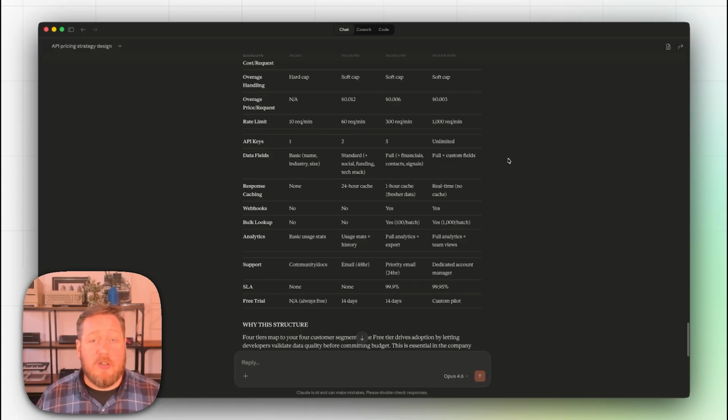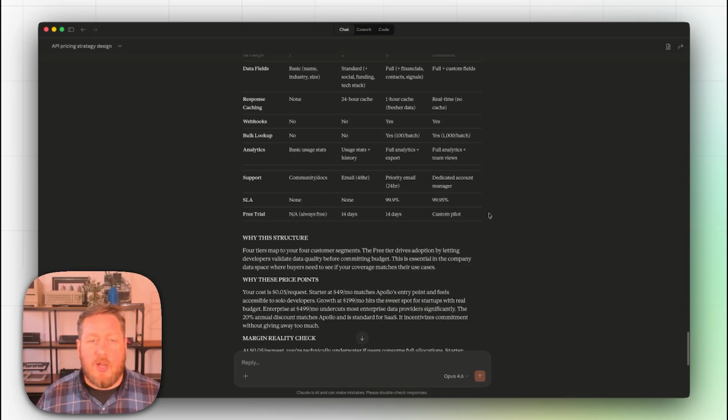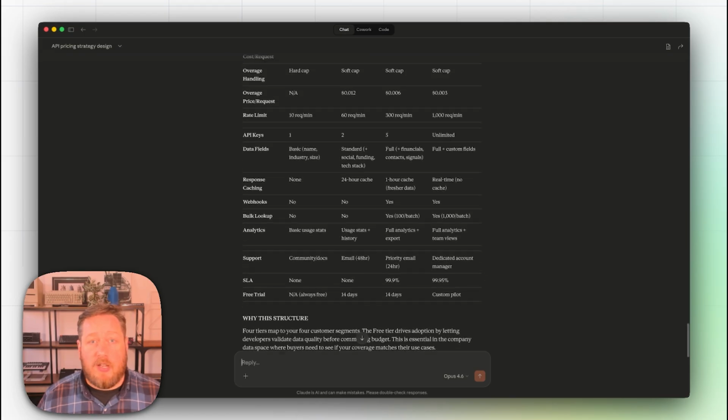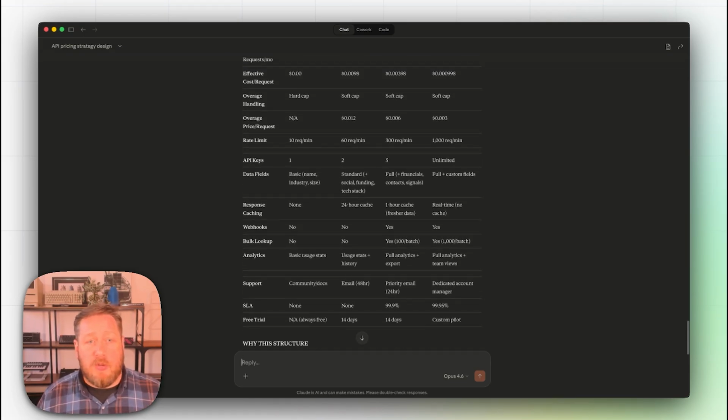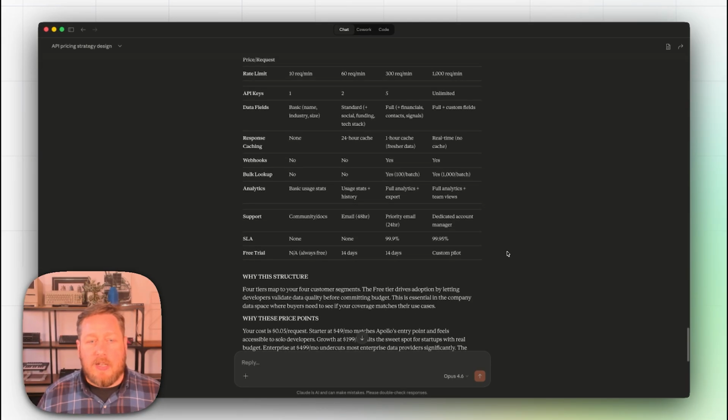Again, suggestions here about how many API keys should be available, whether we're going to do response caching, bulk lookups, additional analytics, support, SLAs, and of course free trials. So there's loads of additional information in here about stuff that you may not have even considered, beyond this, like, I want to charge this much per month and maybe this much in overages. But a lot of these other additional non-metered things, like analytics and support and SLAs, are things that do get included in more expensive plans and don't typically get included in cheaper plans.